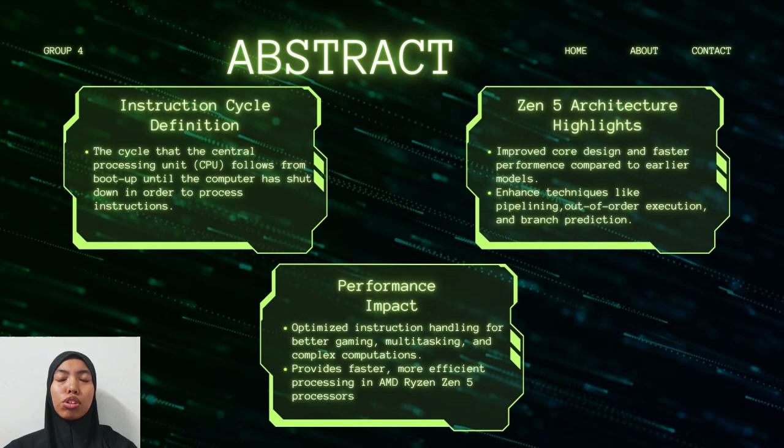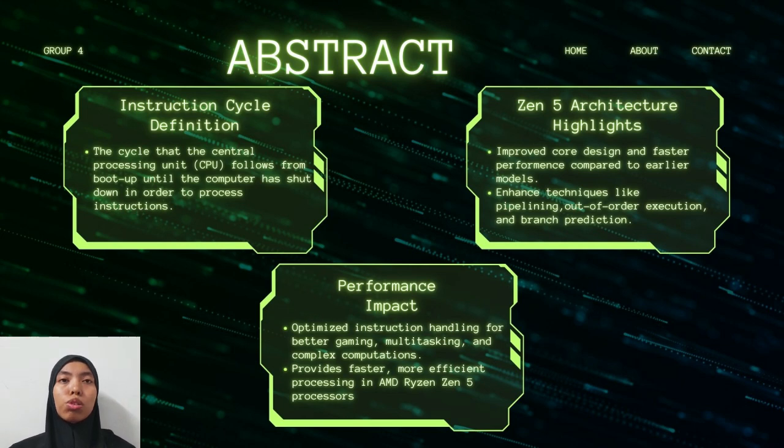First of all, I am going to tell you about the abstract of this project. What is the definition of instruction cycle? Instruction cycle is the cycle that the central processing unit (CPU) follows from boot up until the computer has shut down in order to process instructions.